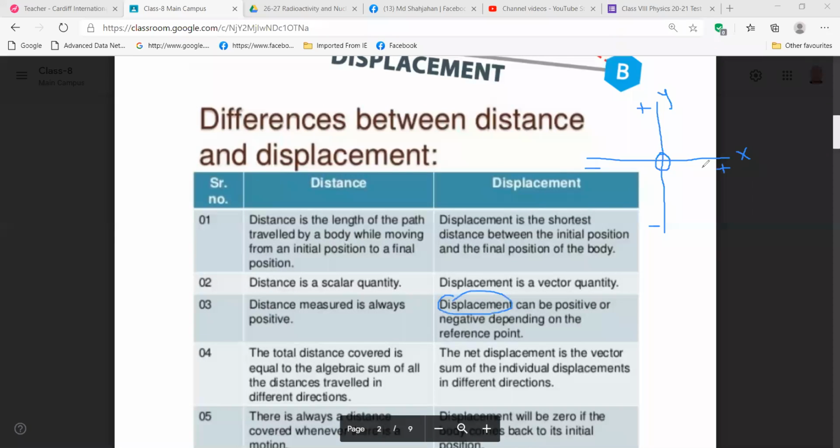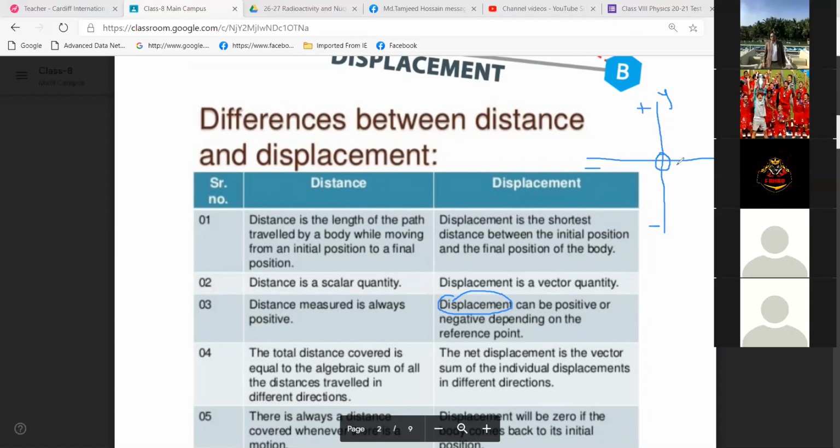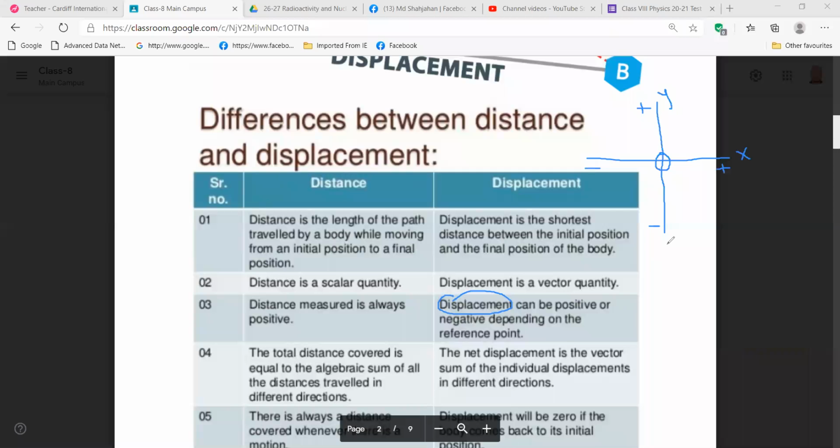Yes, sir. And if the object goes left side, then negative. If the object is going forward, it is positive. If the object is going backward, it is negative. If the object is going upwards, it is positive. If the object is going downwards, it's negative. Is it clear? Yes, sir. So for displacement, we are considering the direction.